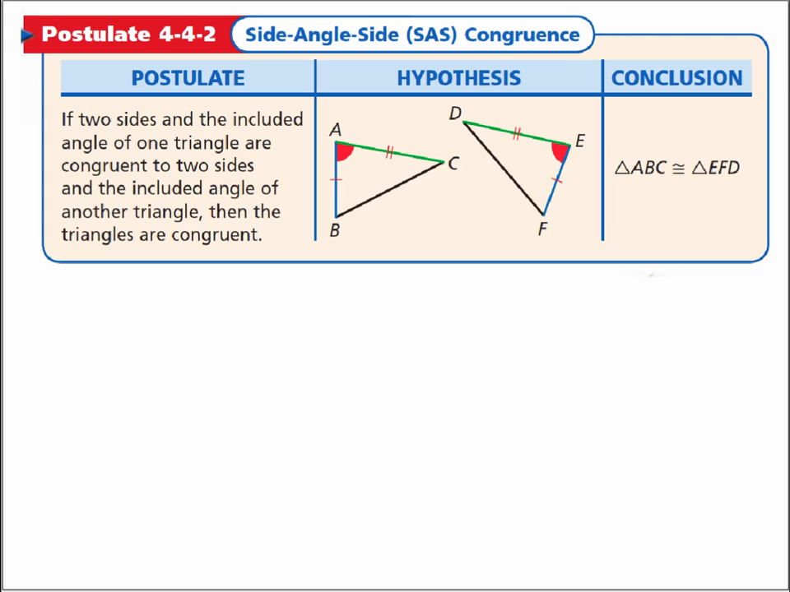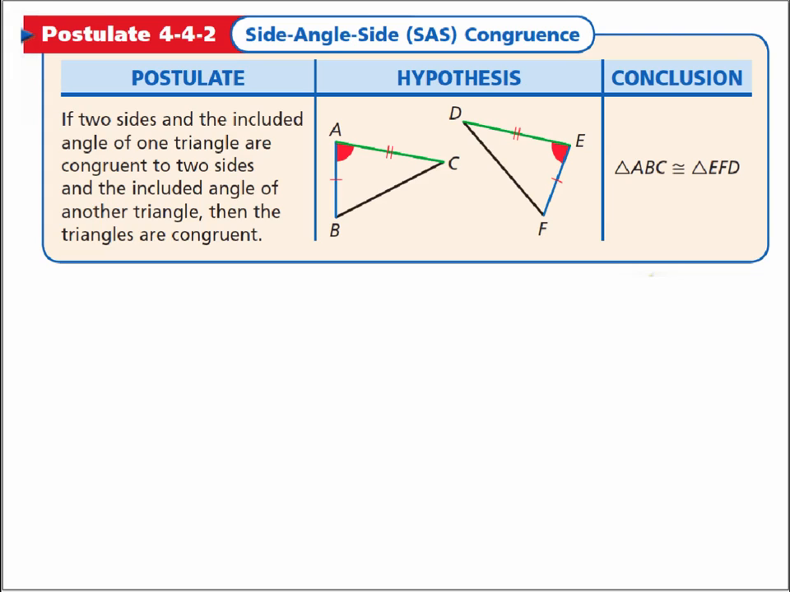Okay, in this video we're going to talk about the side angle side postulate. It's another postulate, so you can't prove it. It's something that we assume to be true. Basically it says if two sides and the included angle of one triangle are congruent to two sides and the included angle of another triangle, then the two triangles are congruent.